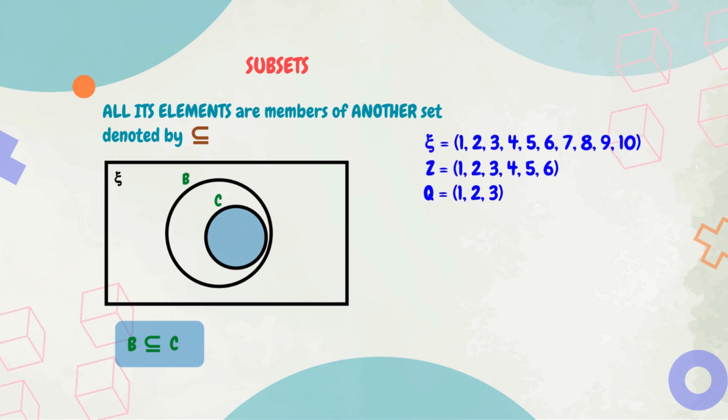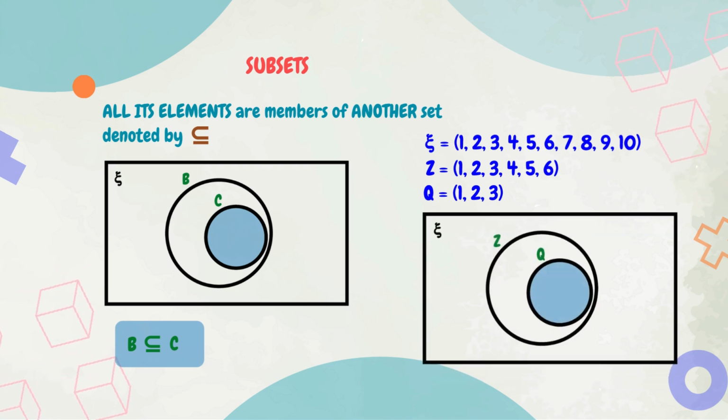For example, given that the universal set has elements 1 to 10, set Z has elements 1 to 6, and set Q has elements 1, 2, and 3. Show the sets in a Venn diagram. First, draw a rectangle to represent the universal set. All the elements of set Q are also elements of set Z, so set Q is a subset of set Z. Set Q has elements 1, 2, and 3.